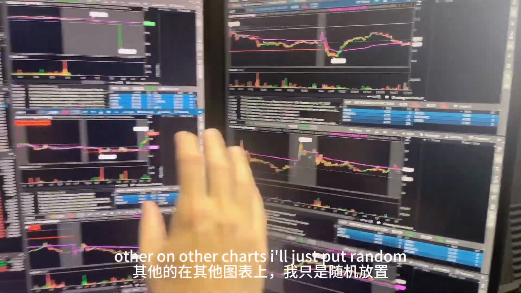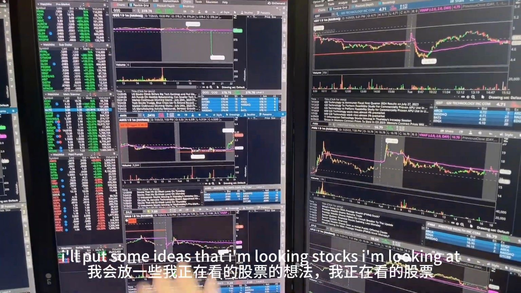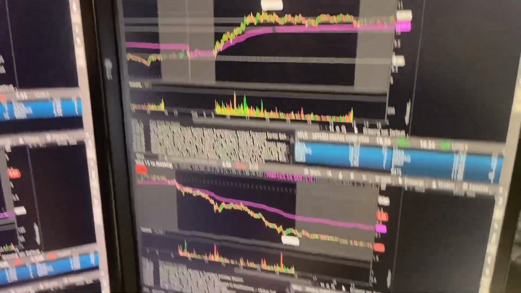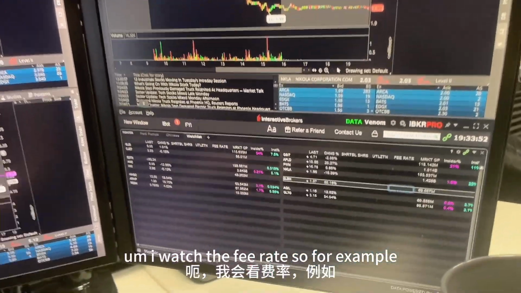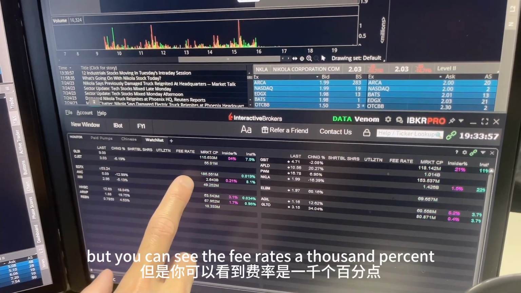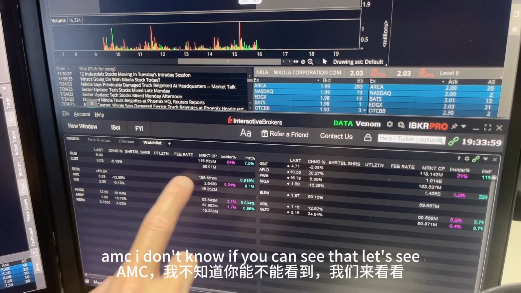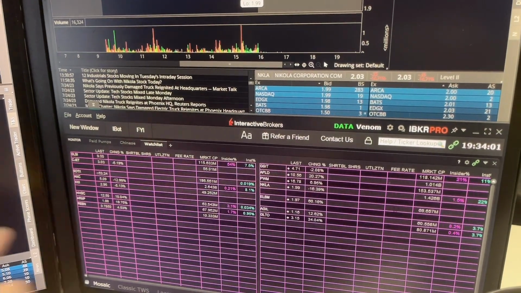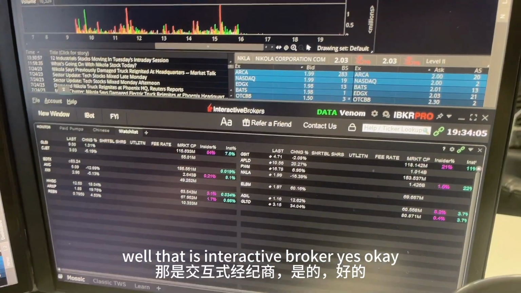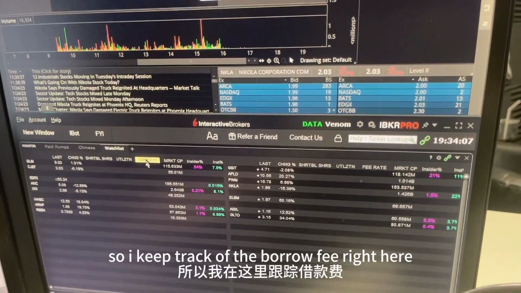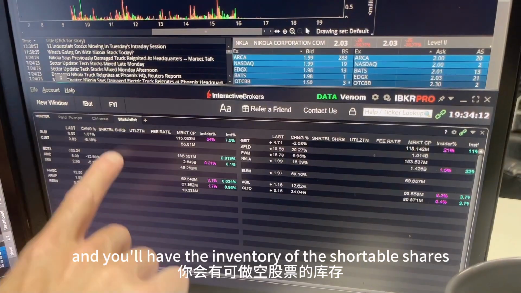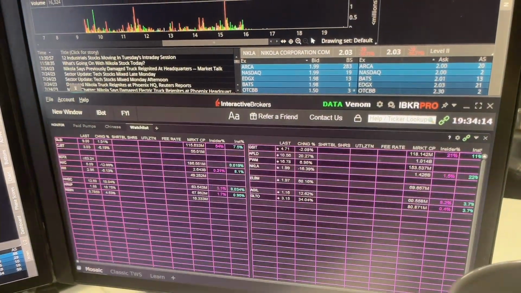I'll put some ideas, stocks I'm looking at. But down here is very important for me. I watch the fee rate. For example, the stock market's closed right now, but you can see the fee rate's 1,000% AMC. I don't want to short that. That is Interactive Brokers. So I keep track of the borrow fee rate here. This is the main thing, and it'll have the inventory of the shortable shares. So now it's closed.